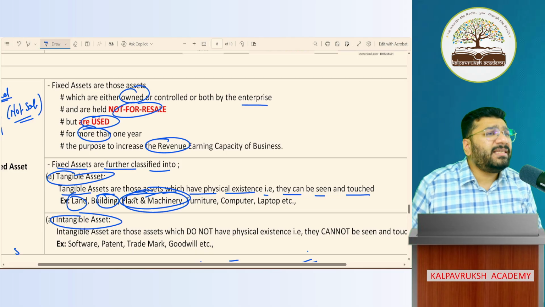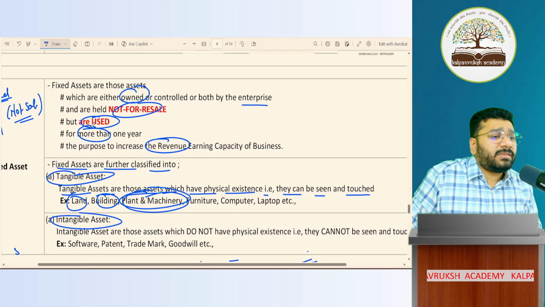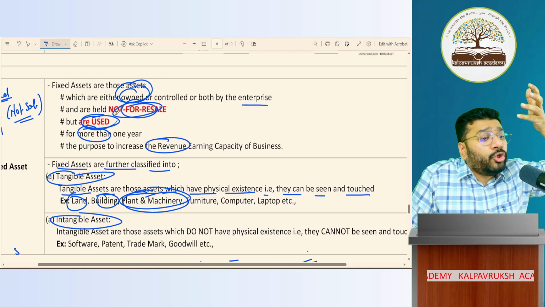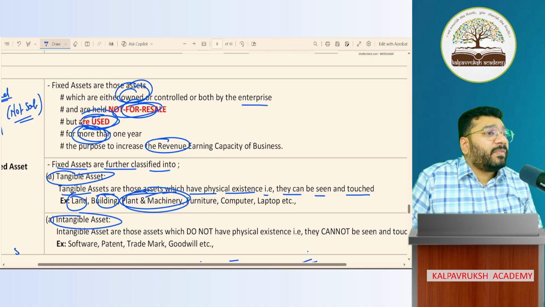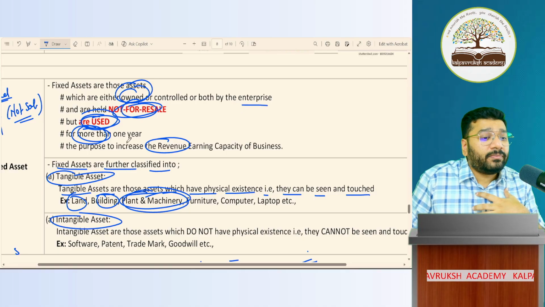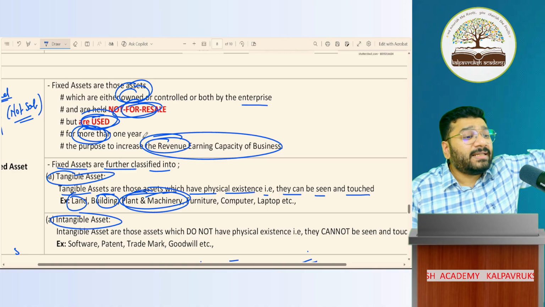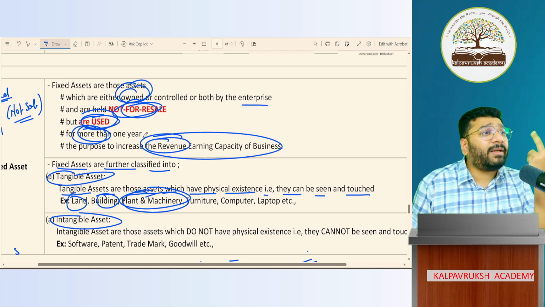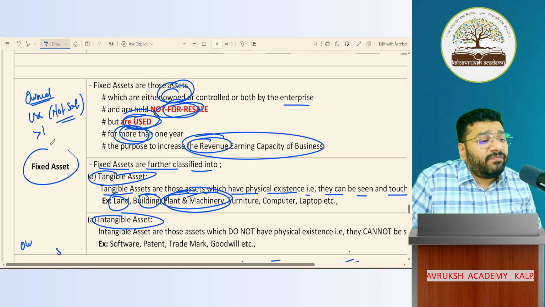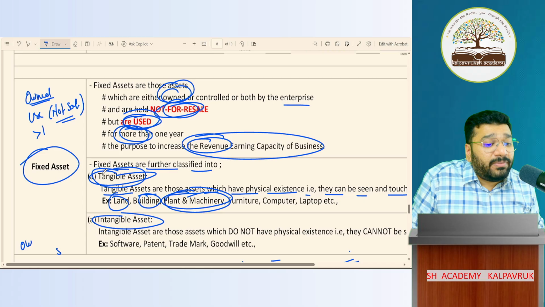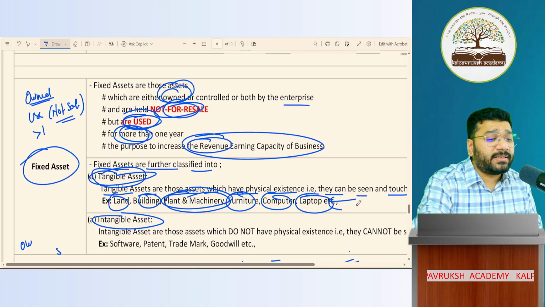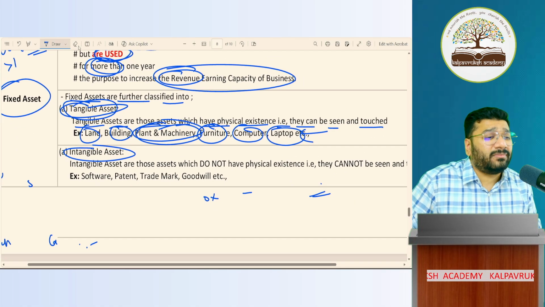So plant and machinery, is it your tangible asset? Yes. Why? Because we are purchasing plant and machinery, so we own it. We do not have the intention to sell it. We are going to use it in the business for more than 1 year. With the plant and machinery, I'm going to generate profit in the business. Hence it is called an asset. Plant and machinery is what classification? Under asset, the first classification is fixed asset. Under fixed asset, what classification? Tangible, because I can touch it. In the same way, furniture, computer, laptop, all these are called tangible fixed assets. Got it? Not got it?